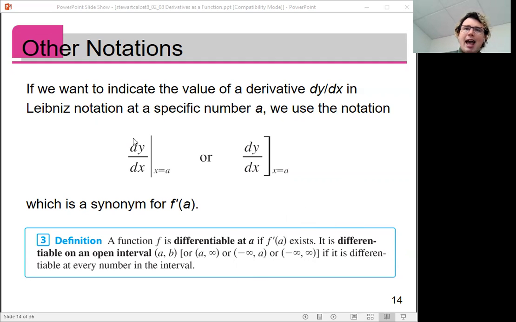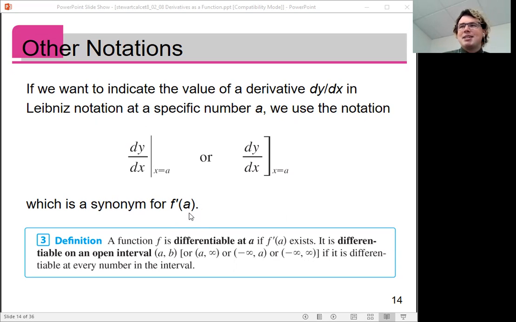So if I have this quantity dy on dx, and I want to evaluate it at a particular x coordinate, call it a, the way I'm going to do this is introduce a vertical bar, and then at the bottom of that vertical bar, I'll write in x equals a. This notation is standard, but it's probably less useful than just writing f prime of a, right? We have this very nice notation for functions. We might as well use it.